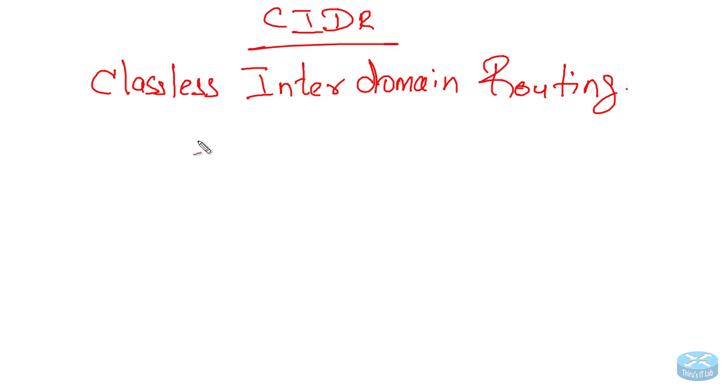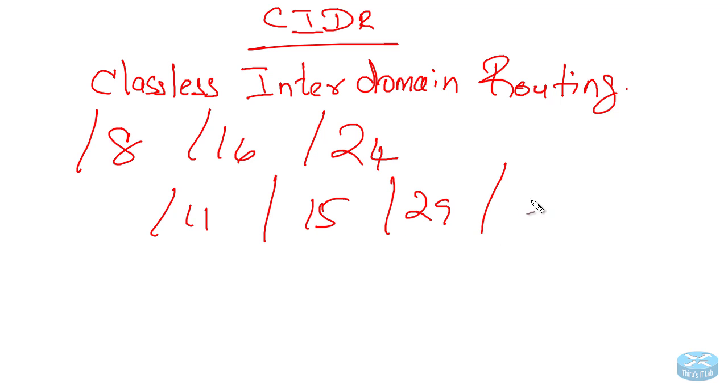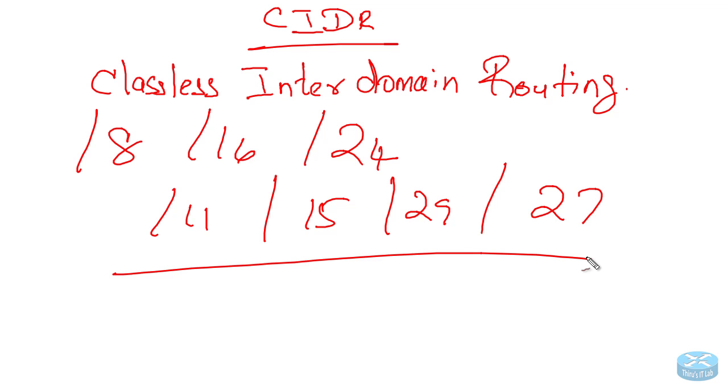So that means it doesn't have to be classful like /8 or /16 or /24 or whatever. It could be /11, /15, /29, /27. It could be anything. But how do you convert this? Let's say if it's /7, how do you convert that to the mask value? That's what we are going to look at in this video.